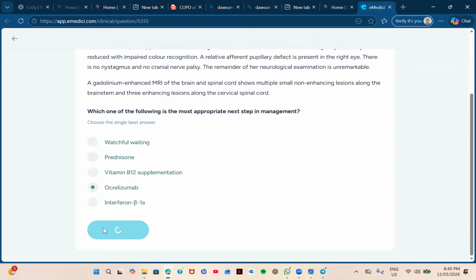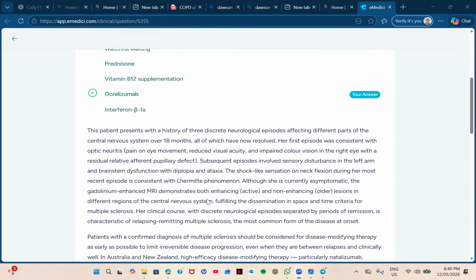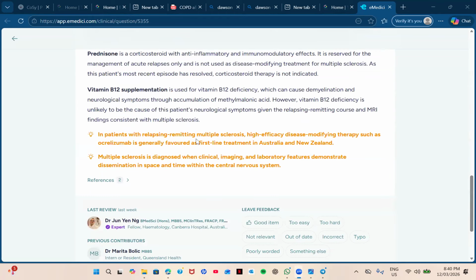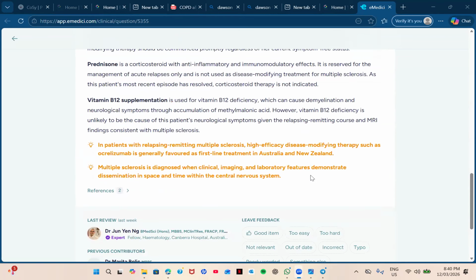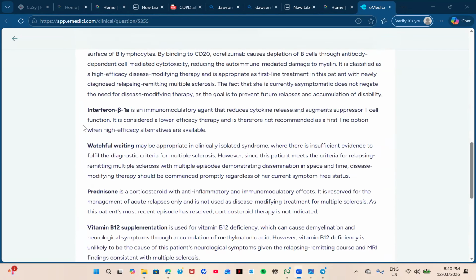Yes, good. Here, in patients with relapsing remitting multiple sclerosis, high efficacy disease modifying therapy such as ocrelizumab is generally favored as first line treatment in Australia and New Zealand. Interferon beta is also under DMT, right? But it is a low efficacy drug. Dr. Bhagya, they have changed the answer again last week. Previously, what was that? They had given another mab.